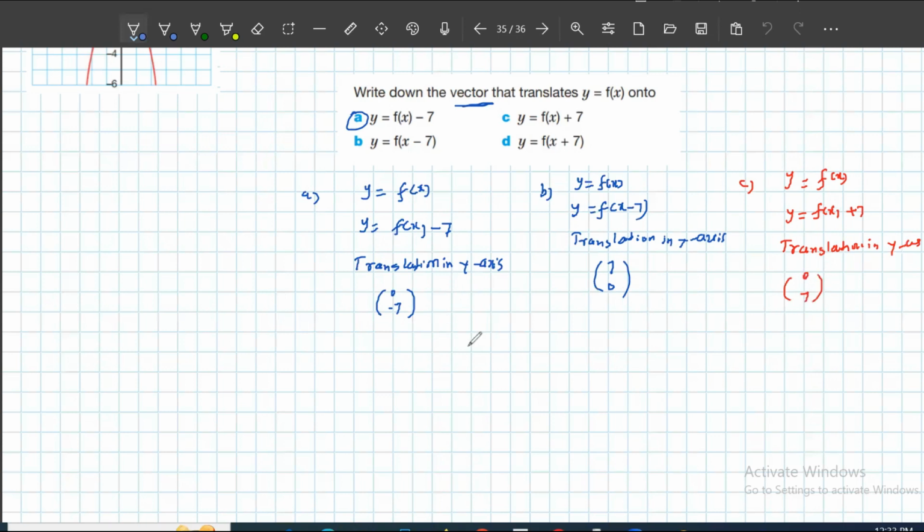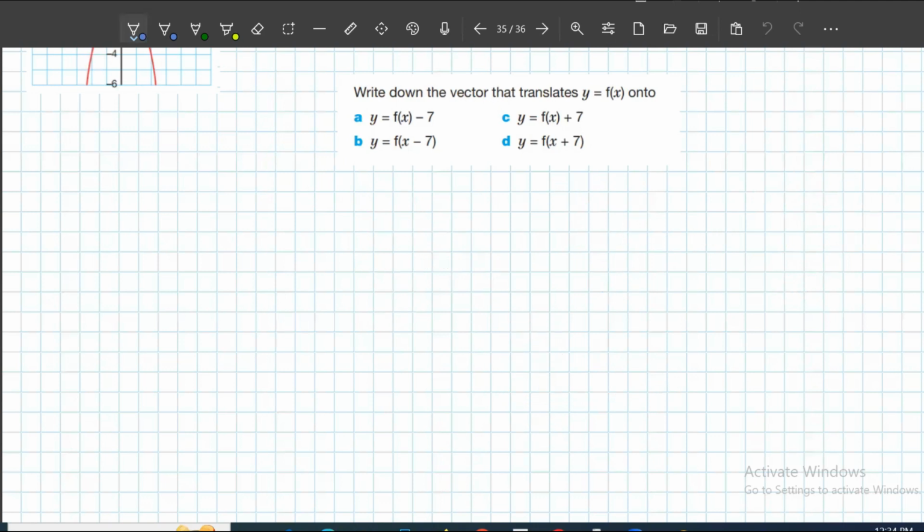And lastly we have part d, that is in general y is equal to f of x, and now the given function is y is equal to f of x plus 7. And we can say that this is translation in the x-axis, and the translation vector is (-7, 0). I hope you understand. We move on next. We will solve a few more questions.